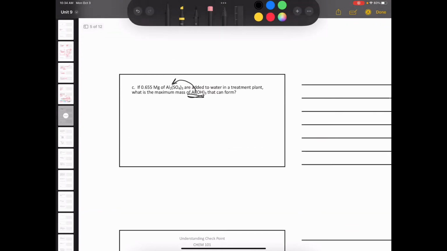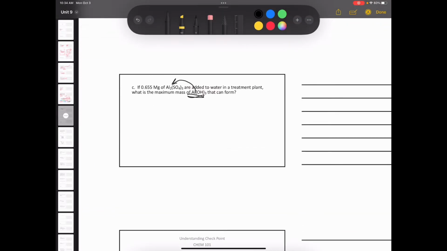So what I'm going to do is write up here, based on the stoichiometric coefficients from the balanced equation, 1 mole Al2SO4 also yields 2 mole of AlOH3. So I'm going to use this relation, knowing the amount I'm starting with of Al2SO4, to calculate how much of the AlOH will be formed. Okay? So let's do that together.